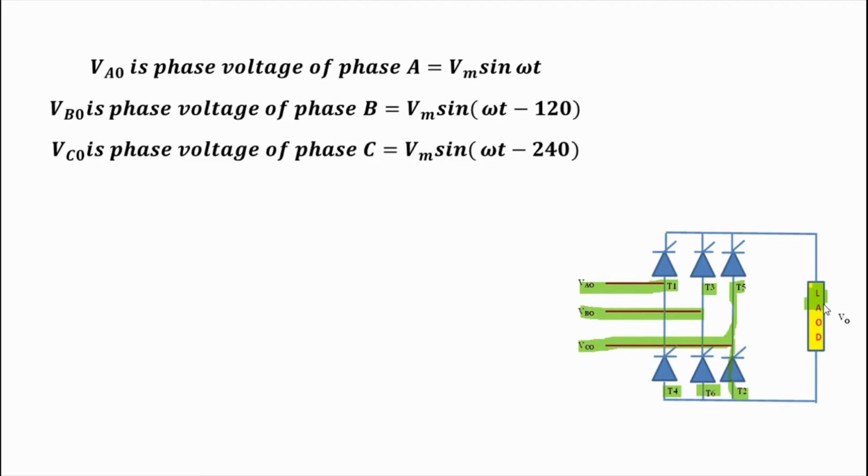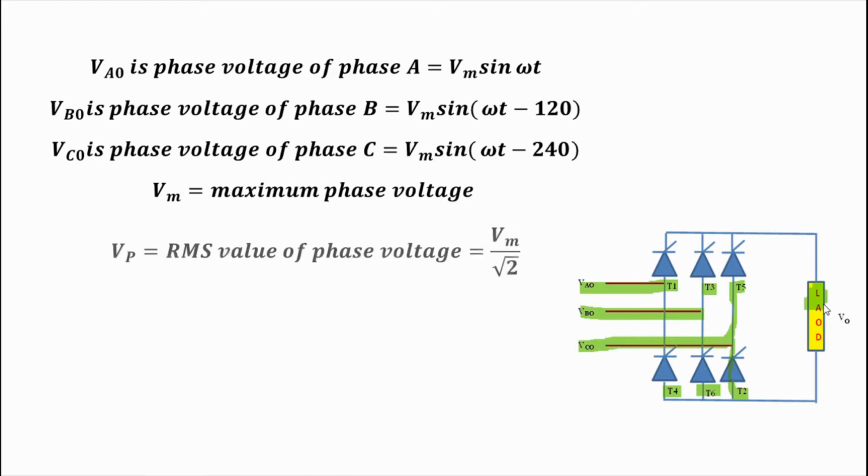Here we can write the RMS value of phase voltage as maximum voltage by root 2. So RMS value of phase voltage is Vm by root 2. And Vp is equal to VL by root 3, means phase voltage is equal to line voltage by root 3. So these are the basic formulas and they will be frequently utilized while calculating the parameters for this rectifier. So you need to remember all these formulas.